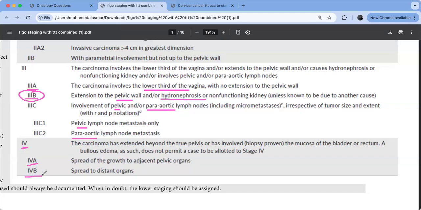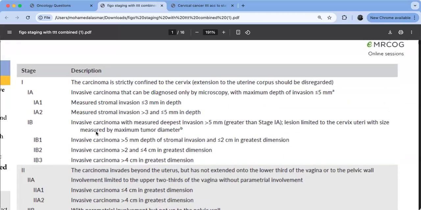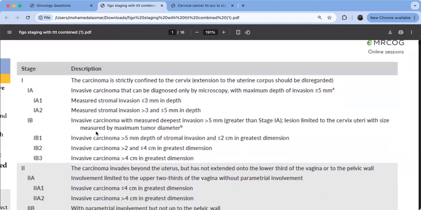So, stage 4A and 4B. 4A is spread to the adjacent pelvic organs. 4B is distant metastasis. Okay, so simple. Simple, my friends, very simple. I'll tell you what is the important point in the management of cervical cancer.